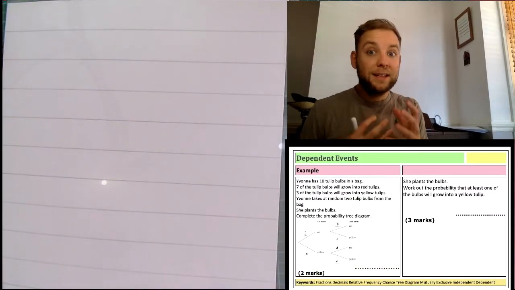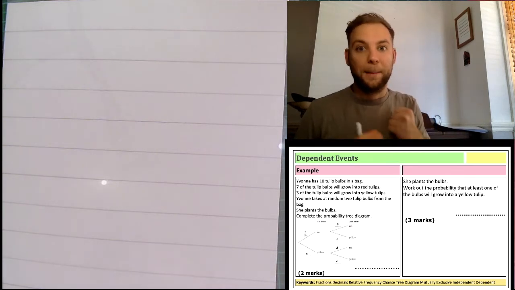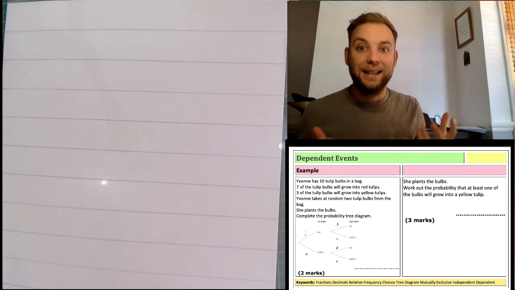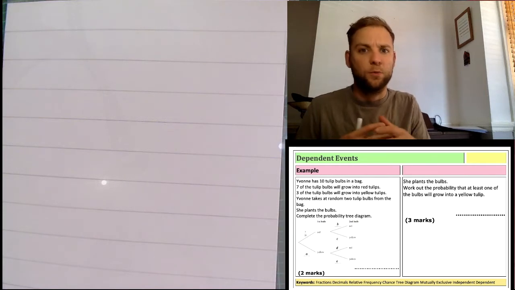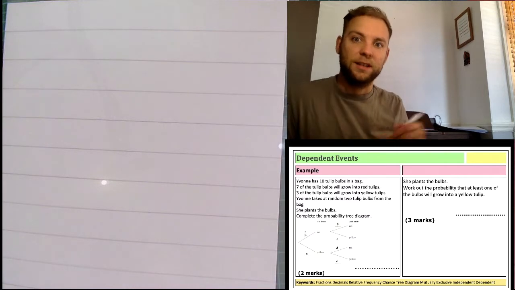Now, the reason these are dependent is because when she's taken the first one out, she's not putting it back in. Okay, so she's not replacing it. So this is a way when we look at things where we're not replacing them. In fact, let's just get into it and I think you'll see what I mean in a little bit.